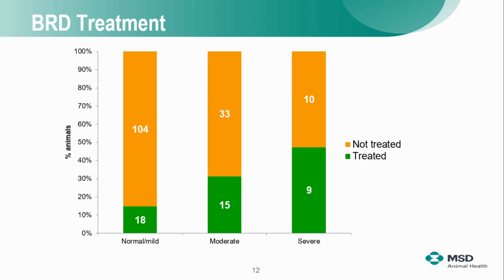But you can see that if we look at the moderate and the severe, in the moderate we've got 33 animals, and in the severe we've got 10 animals that haven't been treated. And the worry is, are these being missed? Now, it is possible that the farmer is making a decision not to treat them, or maybe not recording that treatment, but it's probably more likely that they're missing the treatment, or perhaps the disease in these animals is subclinical.